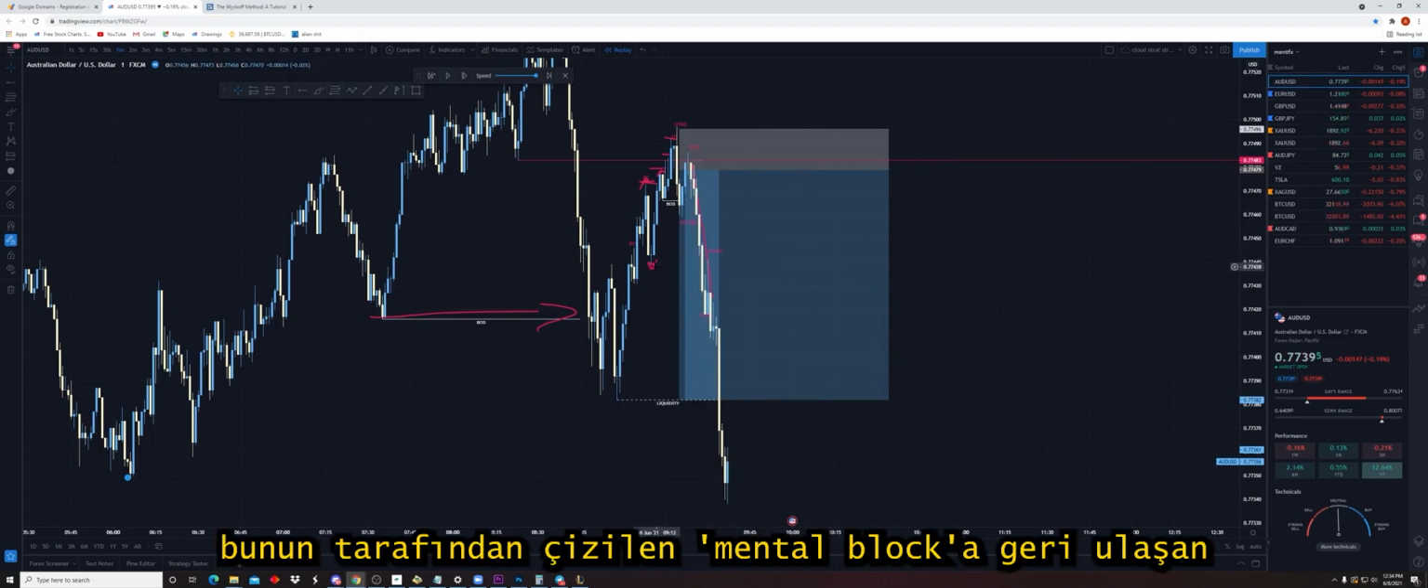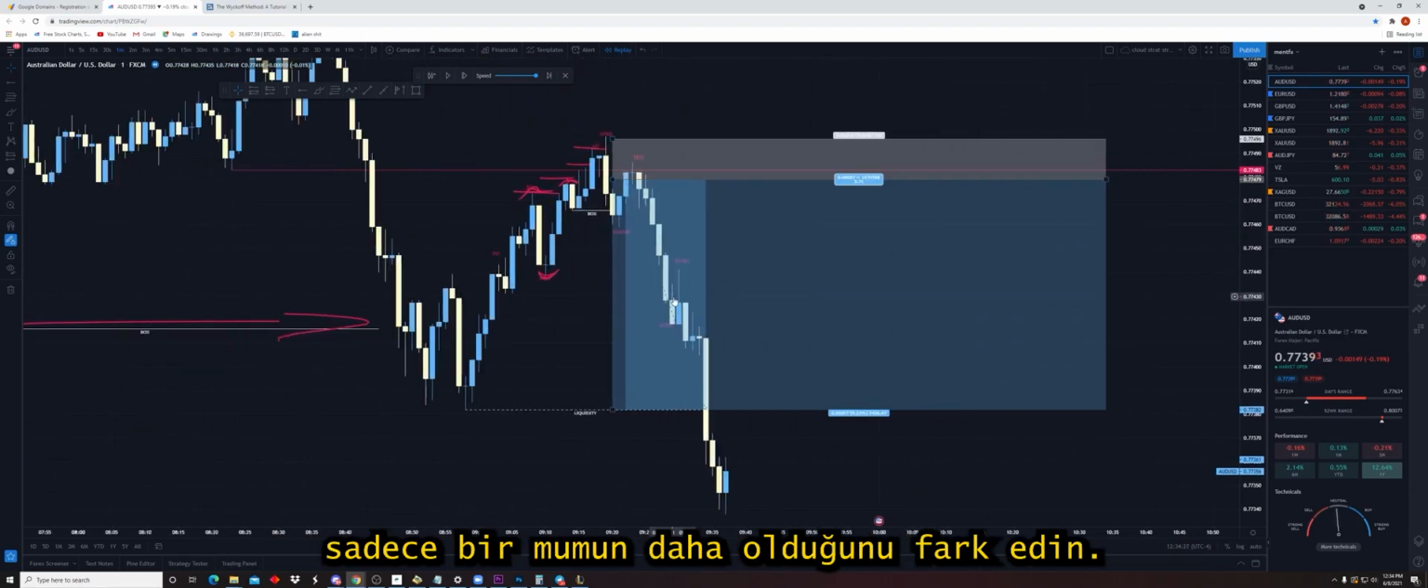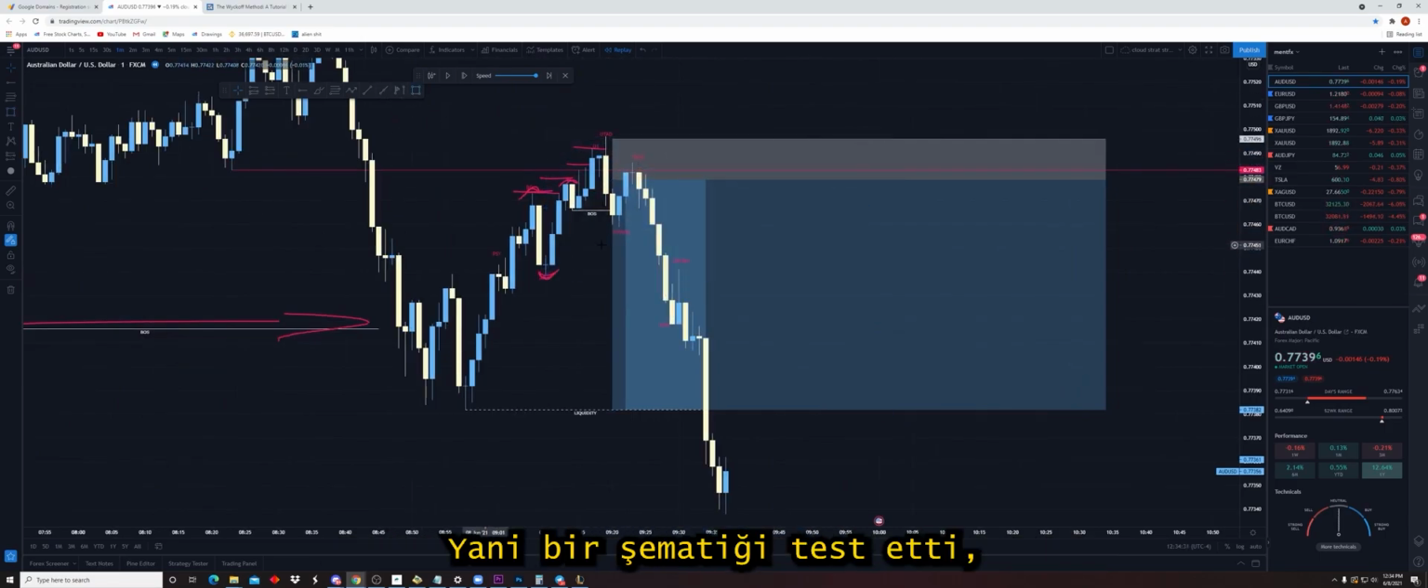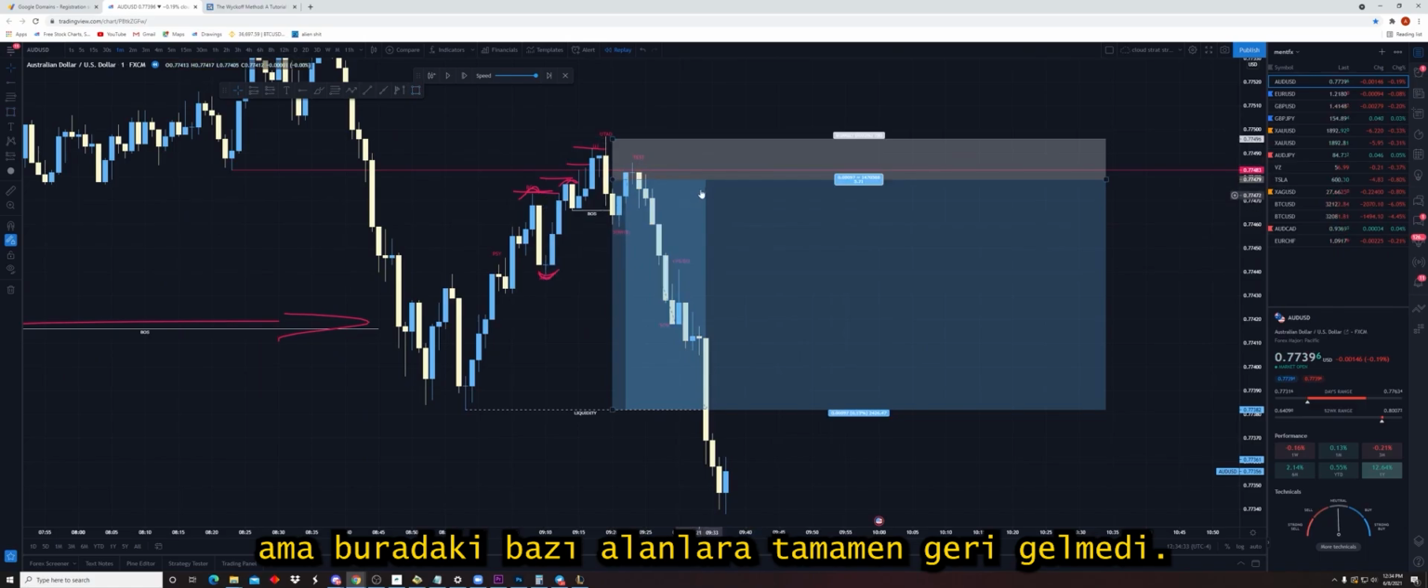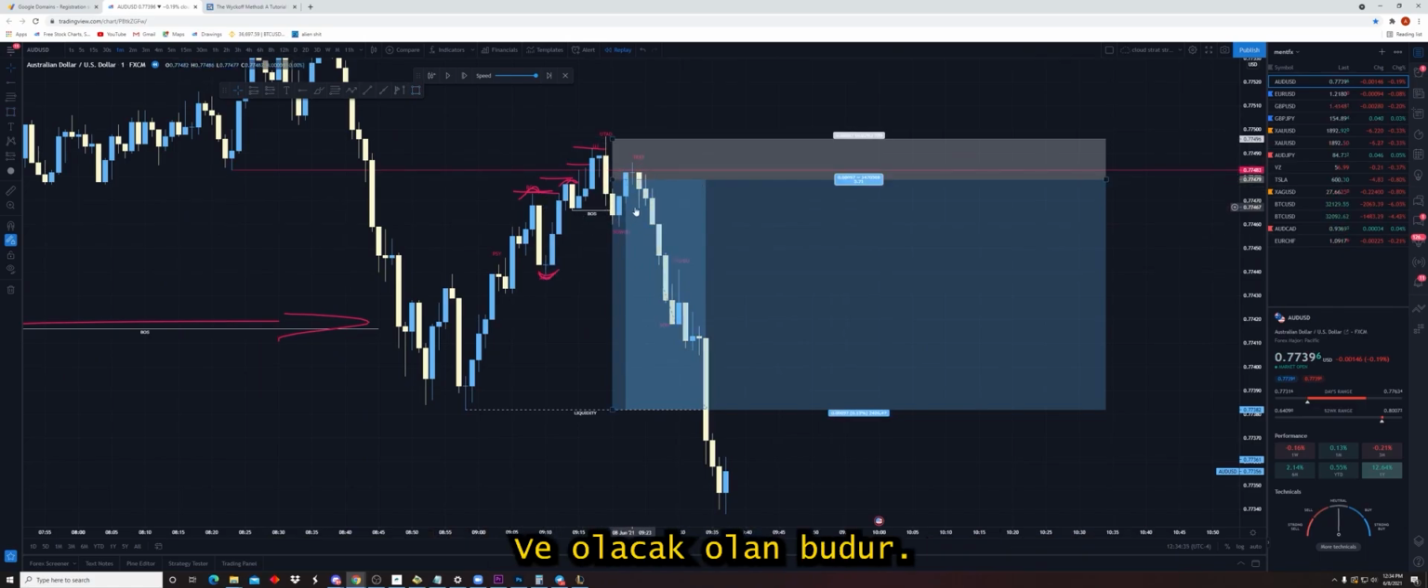And notice how after the AR was broken, you only had one more candle reach back up into the MentFX block, drawn out by this, right? So it did test the schematic, but it did not come all the way back up into some of the areas here. And that's what's going to happen.